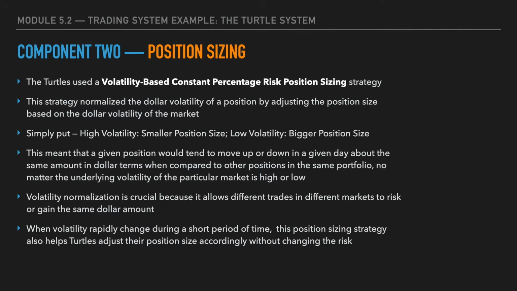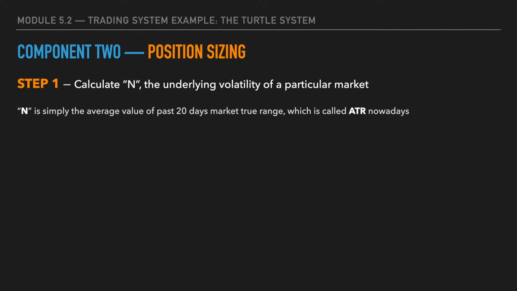Now, let's take a look at how exactly Turtle traders calculate their position size step by step. Step 1. Calculate N, the underlying volatility of a particular market. Here, N is simply the average value of the past 20 days' market true range, which is called the average true range, or the ATR.